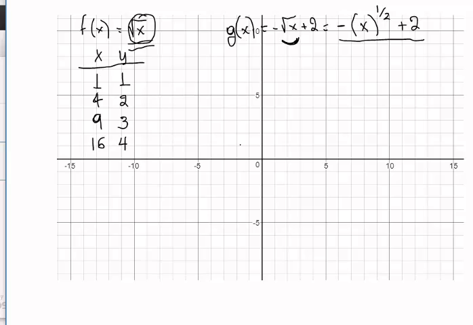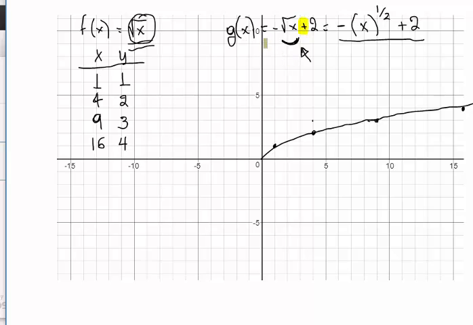So we have enough points. We have 4 points to graph this curve: the 1, 1, the 4, 2, the 9, 3, and the 16, 4. So our curve, the square root of x, is going to be this curve right here.